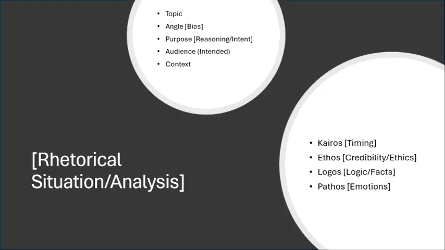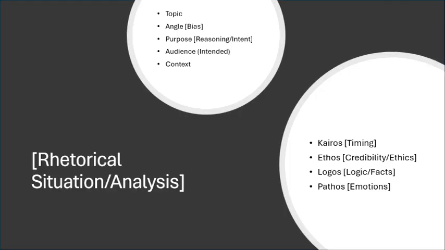So the other three, which are the ones that most people are taught, are ethos, logos, and pathos. Ethos is credibility, which comes down to ethics. Logos is logic or facts. And pathos is emotion. So I'm going to address these very quickly because these should have been addressed at other points in your academic career.